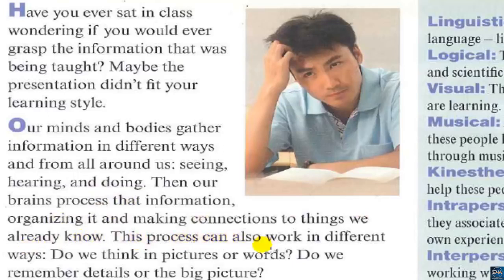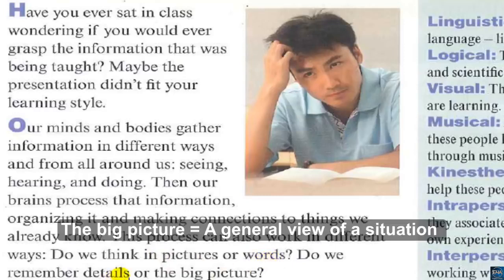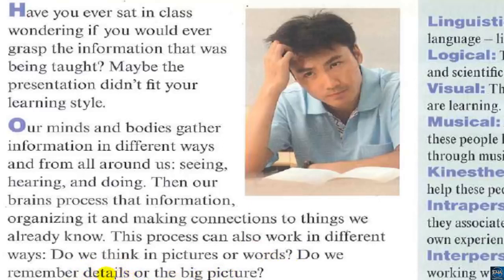This process can also work in different ways. Do you think in pictures or words? Pictures, like you like to see a picture of something, a diagram. If you would like to learn a new word, some students like to see a picture of this word. Or by just seeing the letters of the word. Do we remember details or the big picture? Details, the components, the elements of the picture, or we remember the big picture. We need to remember the whole idea.